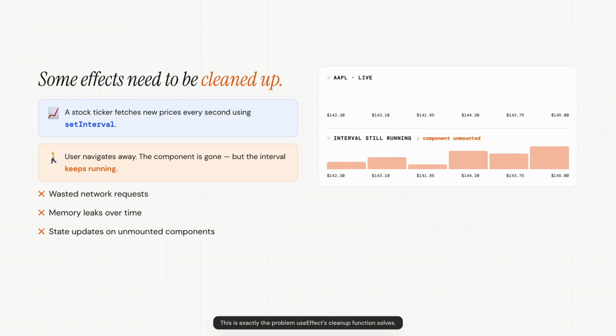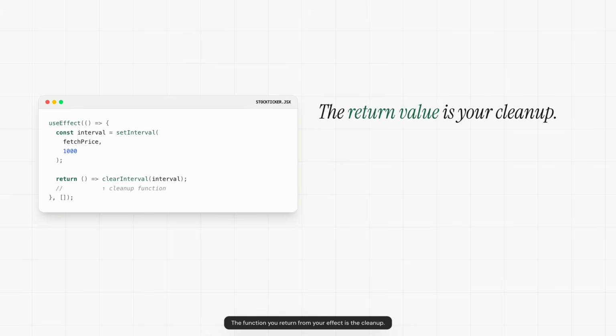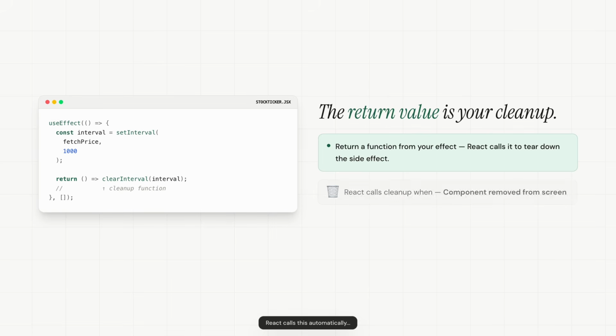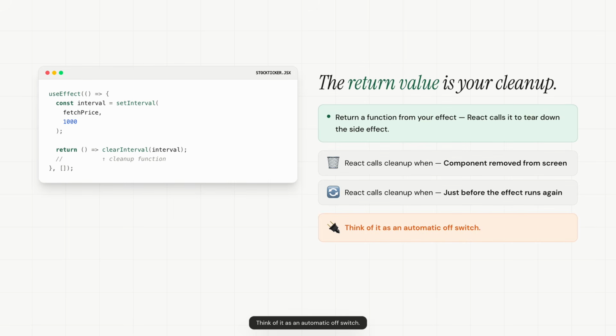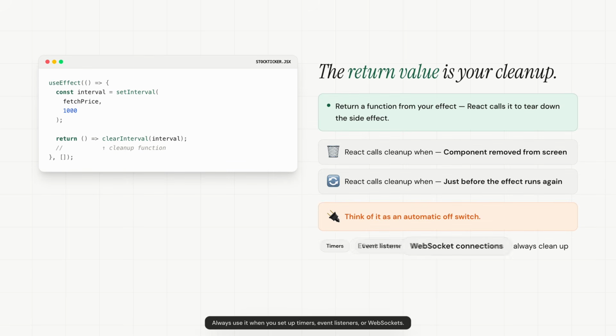This is exactly the problem useEffect's cleanup function solves. The function you return from your effect is the cleanup. Here, return an arrow function that clears the interval. React calls this automatically when the component is removed from the screen, or just before the effect runs again. Think of it as an automatic off switch. Always use it when you set up timers, event listeners, or WebSockets.